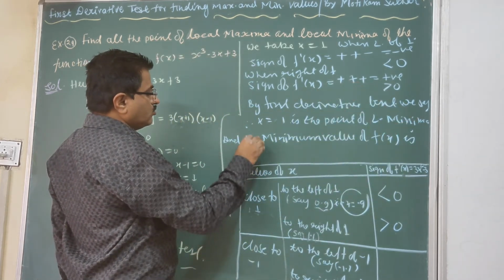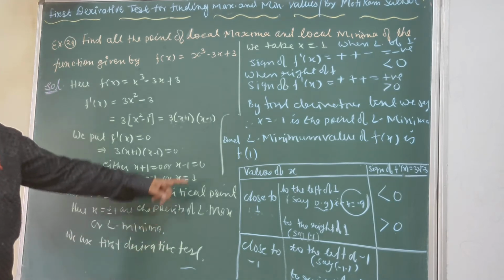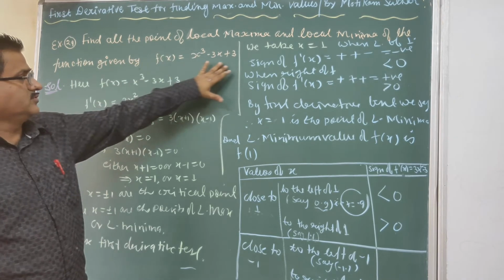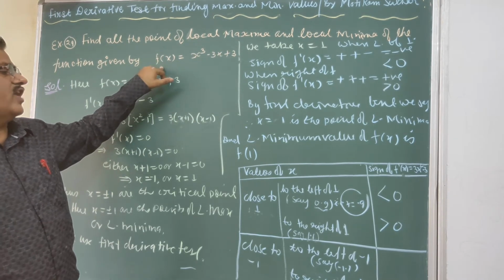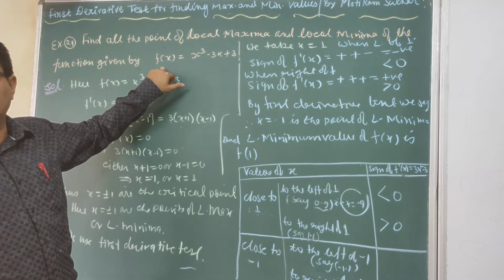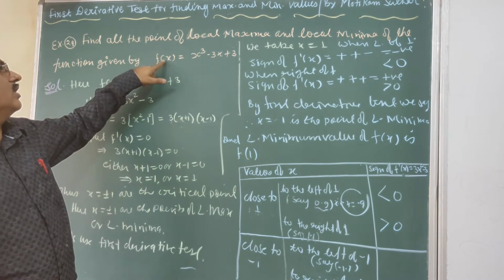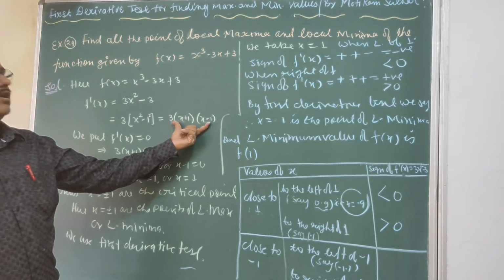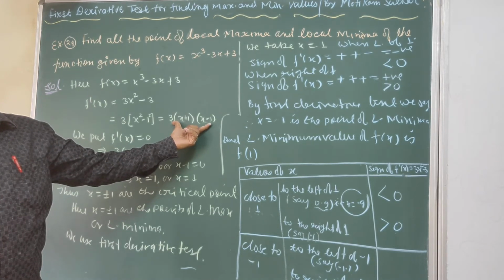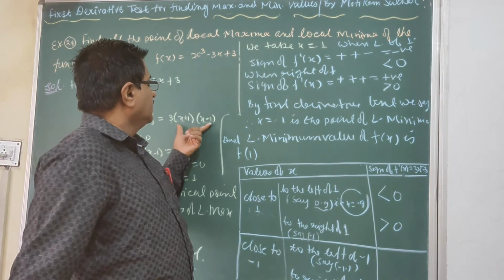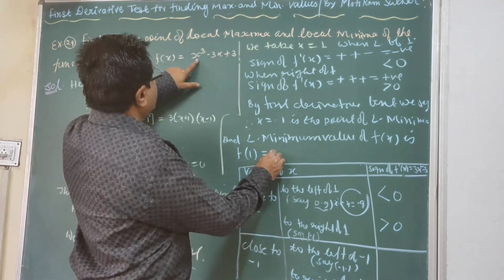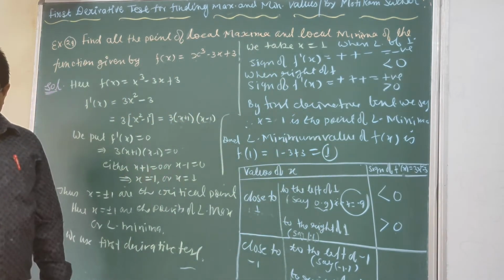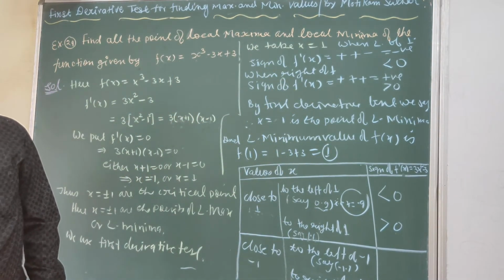To find the value, you have to always put that point in the given function. You have to take care here that whenever you have to find the minimum or maximum value of the function, that value of x you have to put in the function. But when we are checking whether it is local maximum or minimum, we put the value of x in the derivative. Clear? This is work to be done very carefully. So f(1) in the function, if you put 1 here, 1 minus 3 plus 3, that is 1. So the local minimum value of the function is 1.